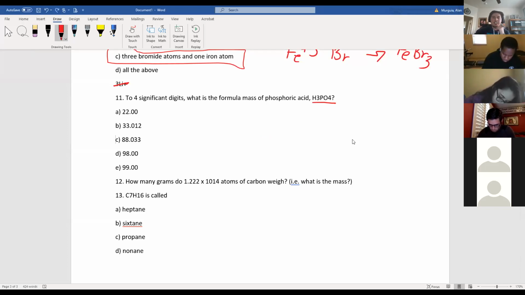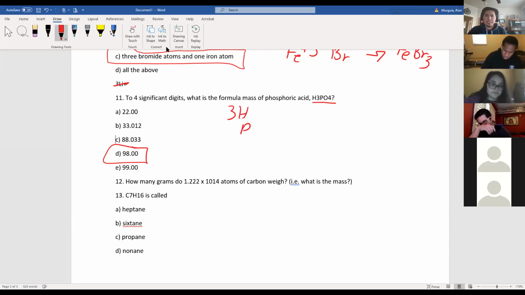So as you guys are working that out, who can tell me how we can find the formula mass of a compound? By adding all their atomic masses. You would add up all their atomic masses. Exactly. B or D. So D. Let's double check to make sure it's D. Since you guys said we had to add up all the atomic masses of each atom, let's do that. We see here that we have 3 hydrogens, 1 phosphorus, and 4 oxygens, right?